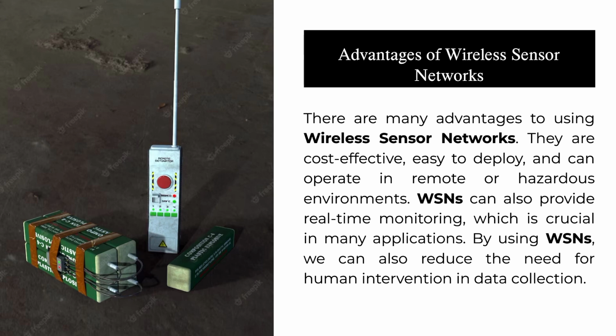It is also reliable and secure because it is resilient to node failures and network disruptions. It can use self-organizing and self-healing algorithms to maintain network functionality and performance. It can also provide real-time monitoring, which is crucial in many applications. By using wireless sensor networks, we can also reduce the need for human intervention in data collection.